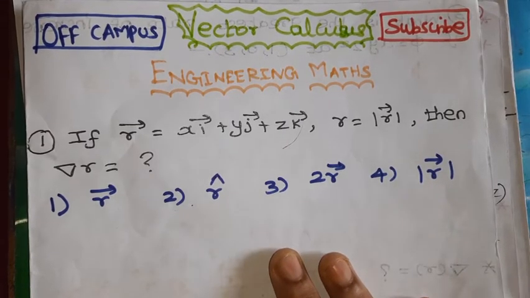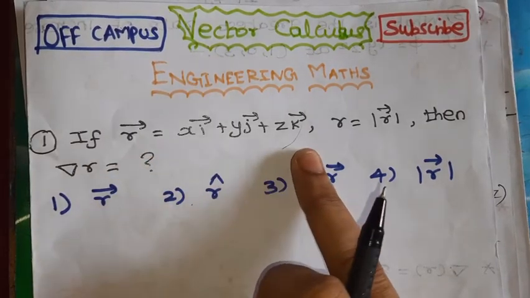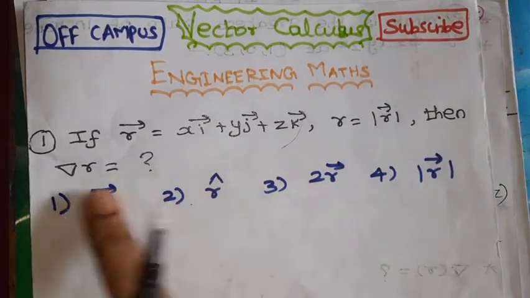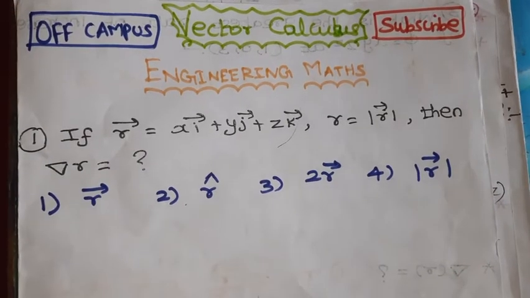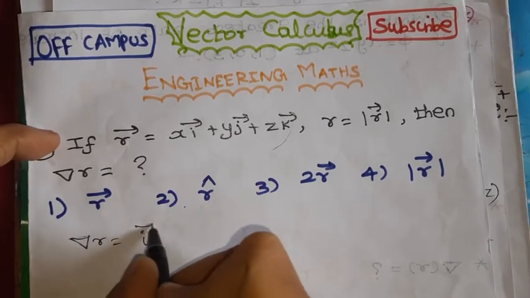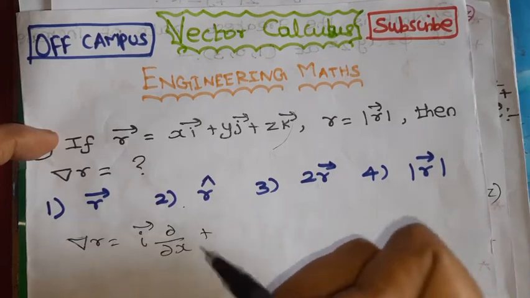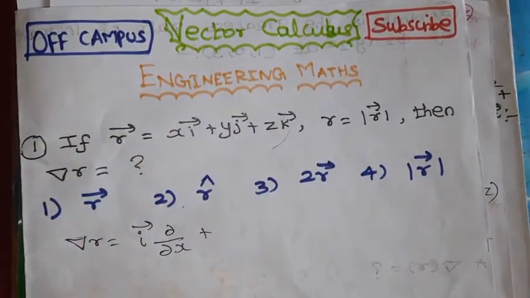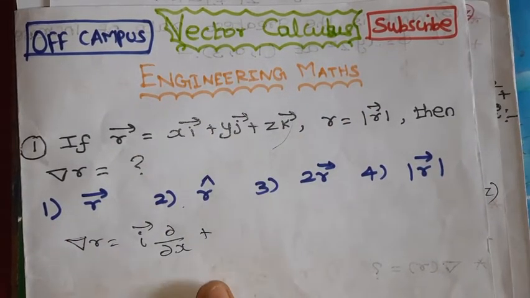So first problem: if r equal to xi plus yj plus zk and r is equal to modulus of vector r, then we are going to find del r. What is del r? It is nothing but gradient r. Already we have solved many problems: what is gradient, what is curl, what is solenoidal, what is rotational, and all that. We have given an introduction about engineering vector calculus and solved many problems. If you haven't seen those videos yet, kindly check the playlist.